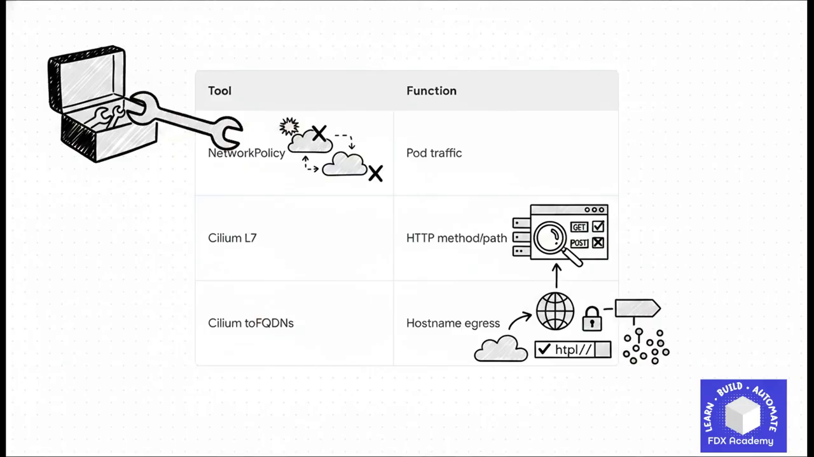Think of this as our complete security tool belt. We use standard Kubernetes network policy to control basic, broad, pod-to-pod traffic, basically who's allowed to talk to whom. But then we take it up a notch. We use a Cilium network policy to give us Layer 7 filtering. That means we can actually dictate the exact HTTP method and path allowed, like saying a pod can get data, but absolutely cannot post data. Finally, we use a Cilium network policy with 2 FQDNs, which lets us control outgoing traffic to a specific external hostname, instead of relying on an unpredictable IP address.